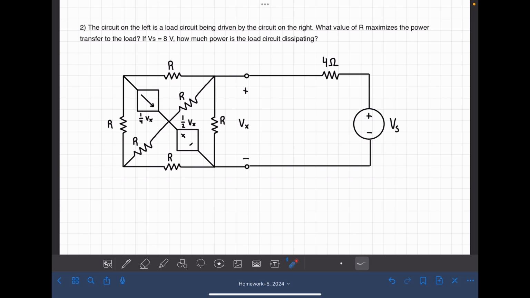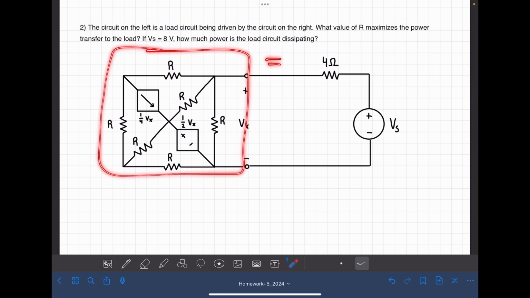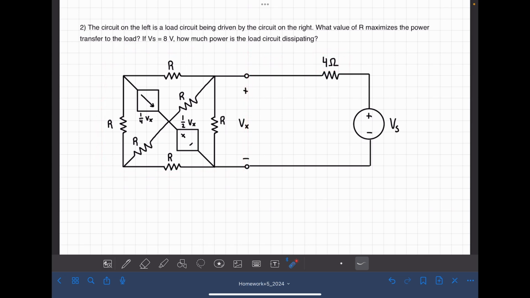Okay, so this next example is much more complicated, but it's still the same process that we're going to go through. We have our load circuit here, and we're trying to find the Thevenin resistance of that load circuit in terms of R. And once we do that, we need to find the value of R that will maximize the power transfer, and that is the value of R that will make the equivalent resistance equal to our source resistance over here.